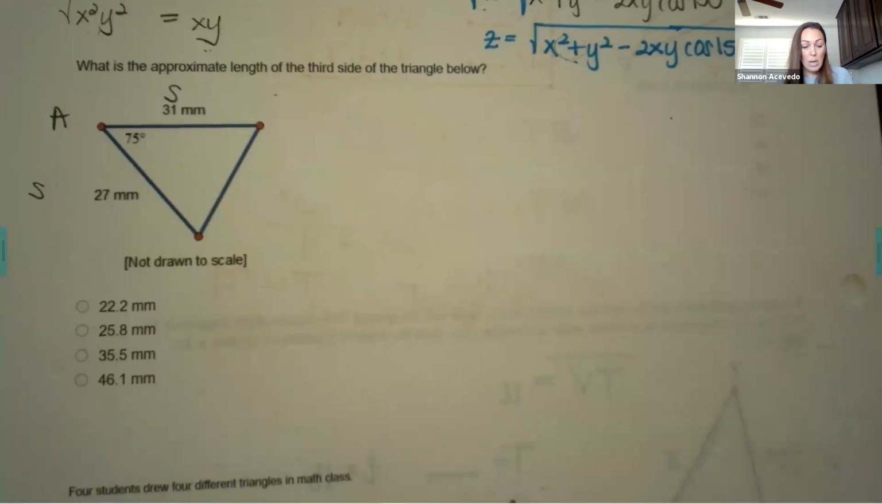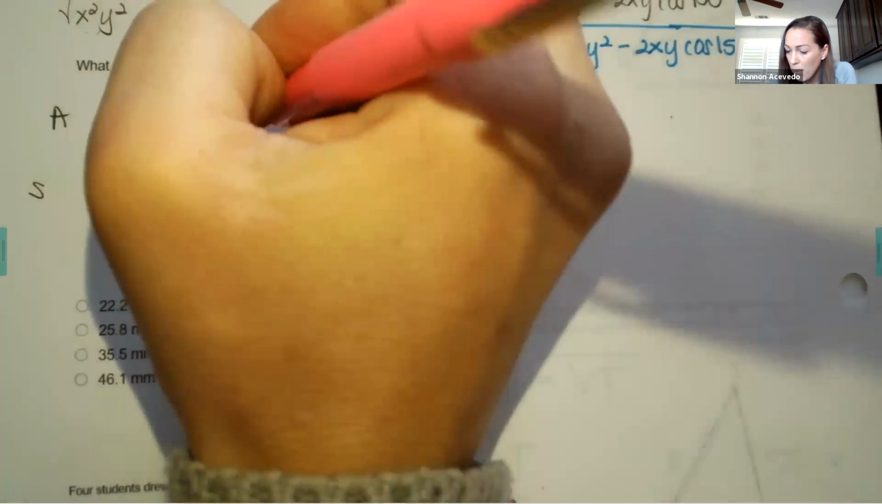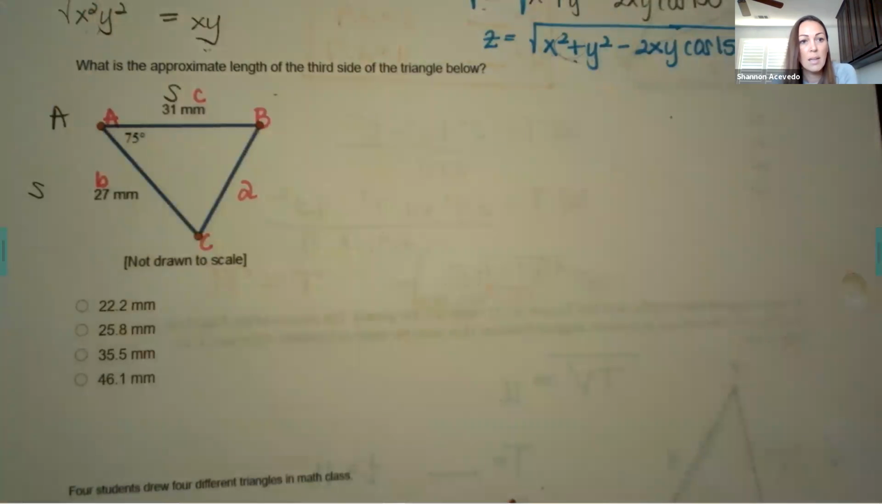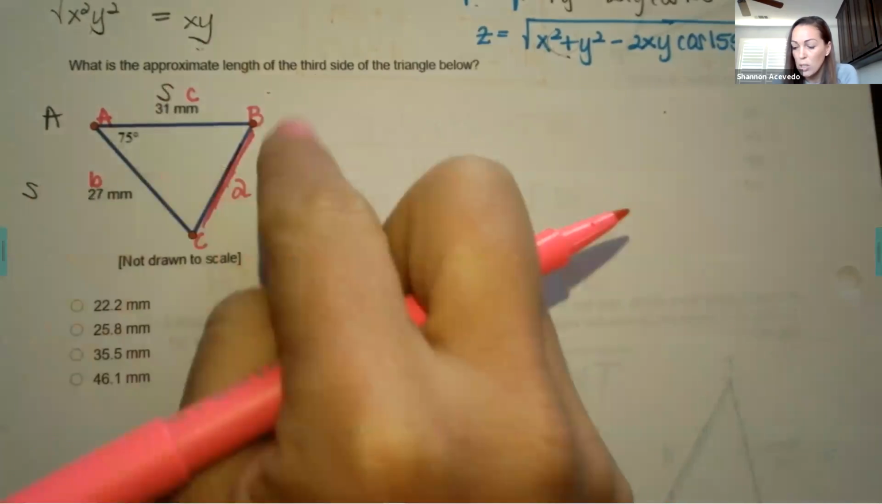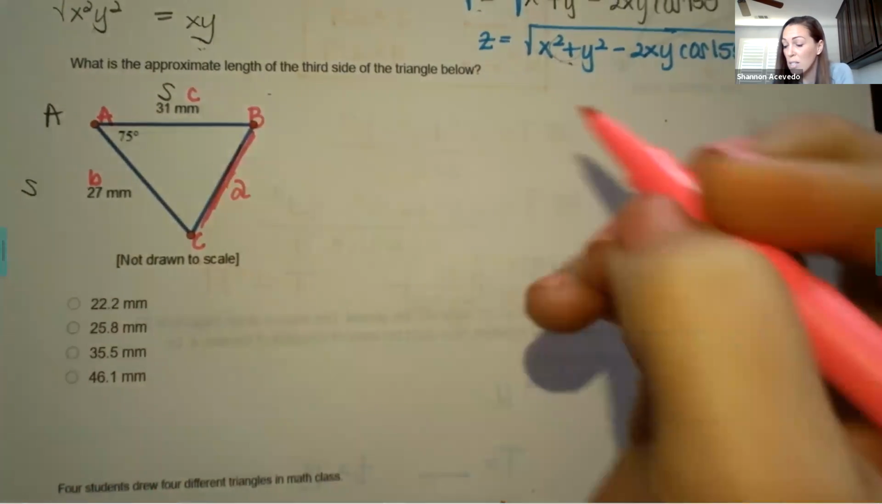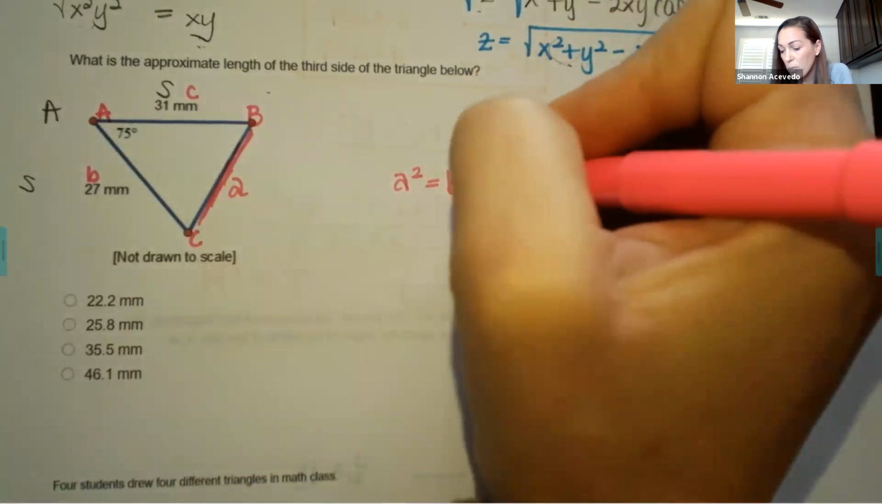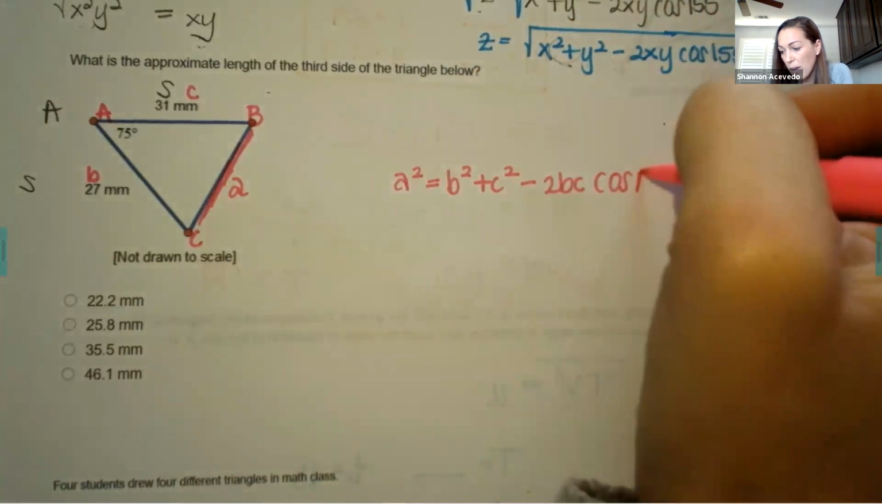Again, I like to label my triangle just because then I know, when I'm using my formula, what to plug in. So I'm just going to call this triangle A, B, C, and this would be my side B, my side C, and my side A. So it says, what is the length of the third side? Which means we're looking for this side right here. I know these two, so we're looking for my A. So I know that A squared is equal to B squared plus C squared minus 2BC cosine of A.